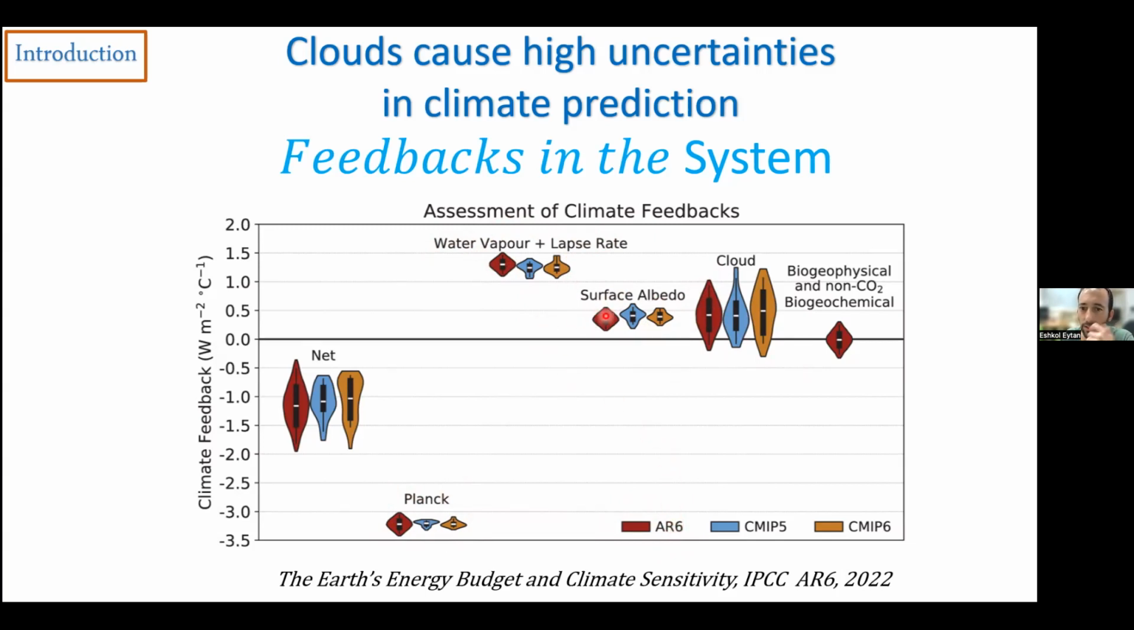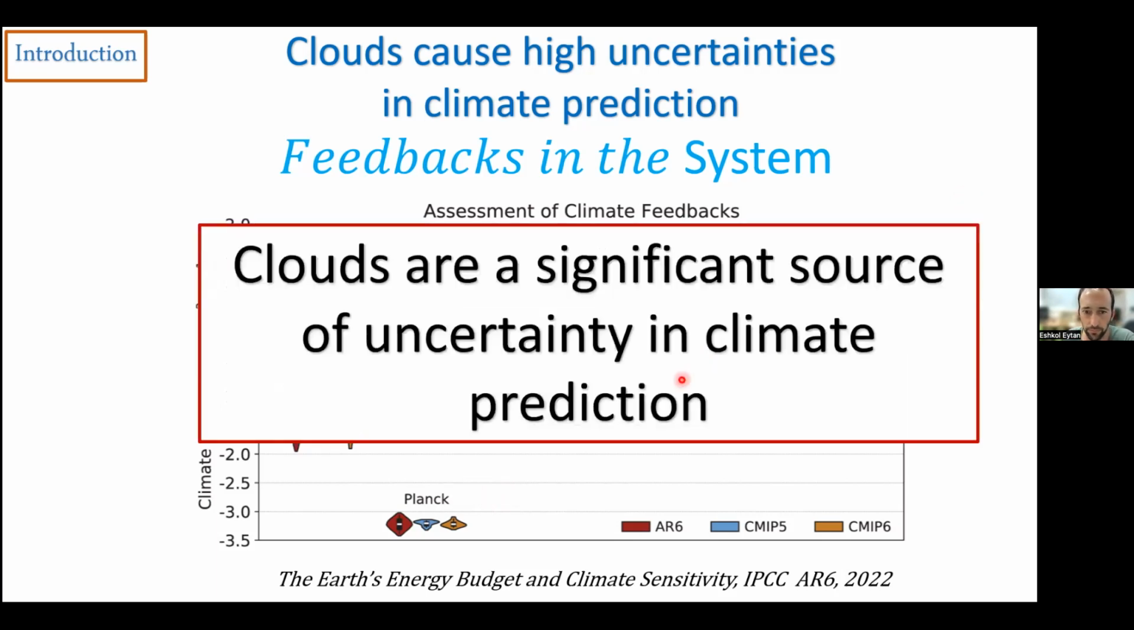Here you can see that while the uncertainty among most feedbacks is quite small, the cloud feedbacks uncertainty is very high. I'll just note that this uncertainty is not actually aimed to represent how far we are from representing reality, but is coming from the disagreement between our different GCM models. So it only means that our models do not agree on how to represent clouds and what their effect on radiation will be. So clouds are a significant source of uncertainty in climate prediction.